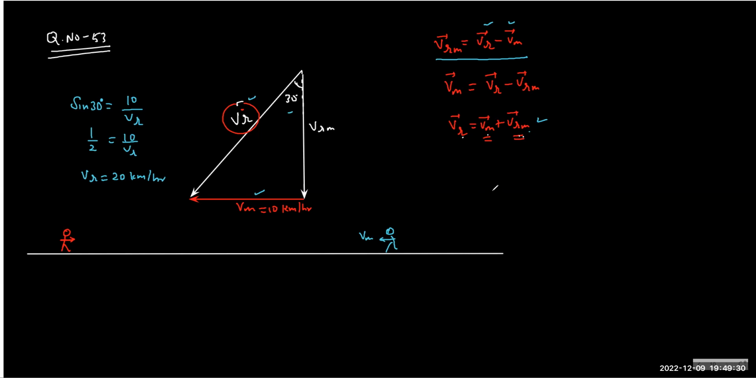54 done. Siddhant, Harry, tell me. So for a man running on a horizontal road at this speed, rain appears to fall vertically. So he increases his speed to 12 km per hour. Now he finds the rain hitting him at 30 degrees to the vertical. Find the speed of the raindrops with respect to ground.